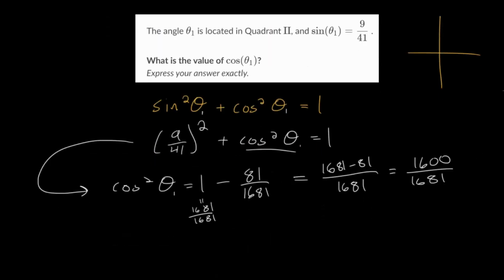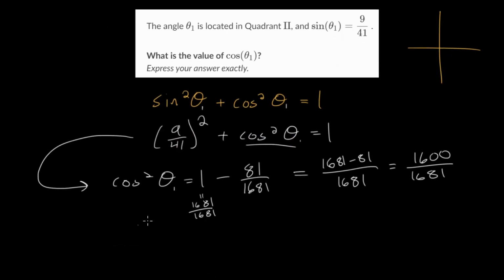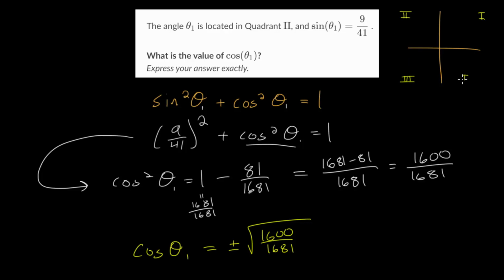Now at this point, we can take a square root of everything and solve for the cosine of theta 1. That is plus or minus the square root of 1600 over 1681. And we have to put plus or minus since this answer depends on which quadrant this angle is actually in. It could be positive or it could be negative. Since the sine of theta 1 is equal to this value in both the first and the second quadrants, it would be negative in quadrants 3 and 4.